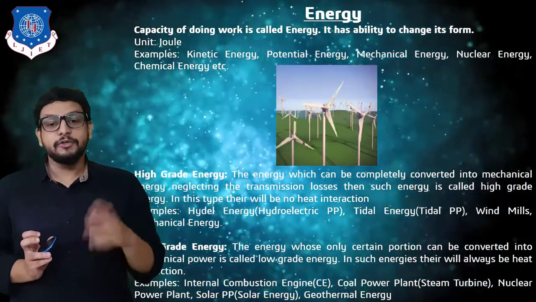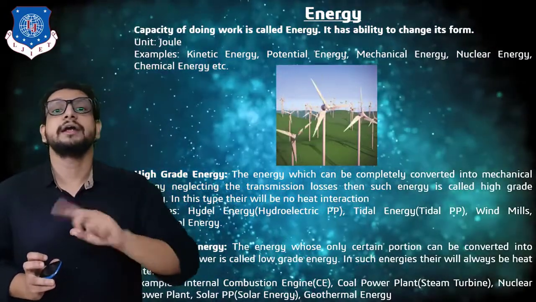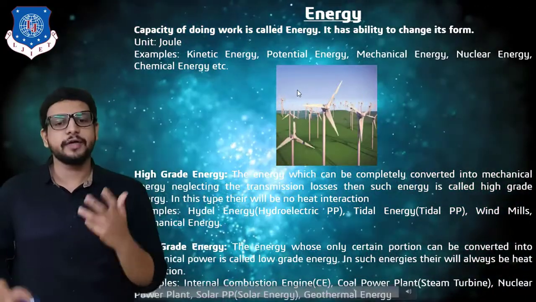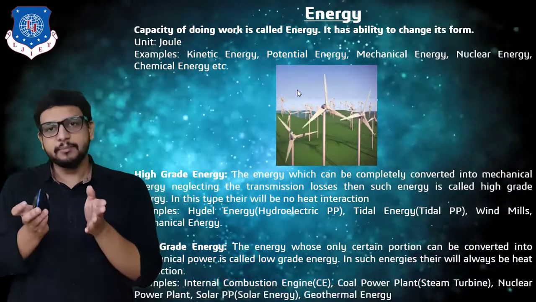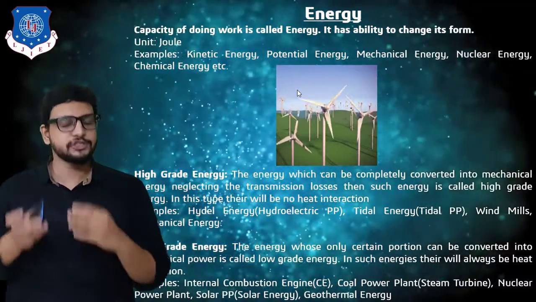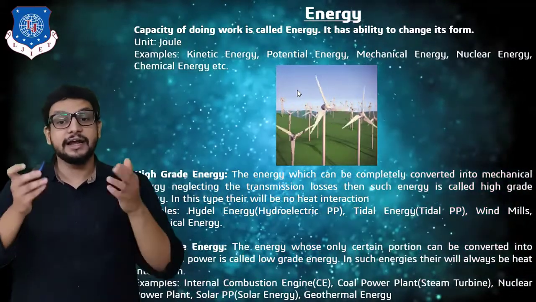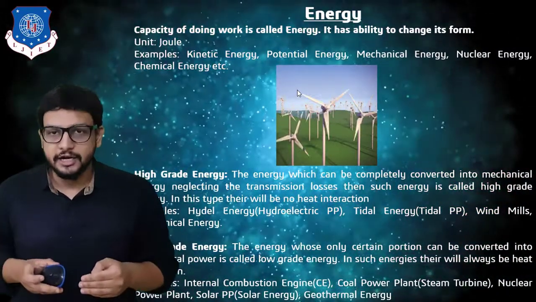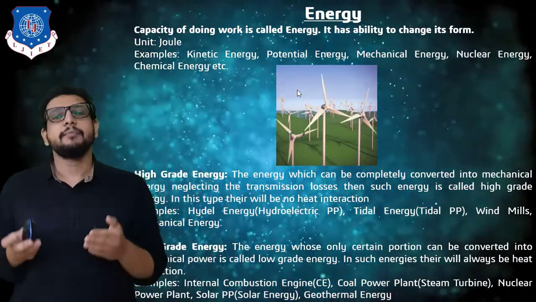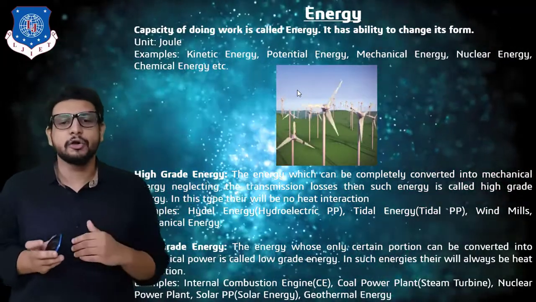So which type of energy is involved in this? We would say the one in which there is no heat interaction. You have to keep this in mind, that heat is a low grade energy. So which type of examples are present? The examples are hydel energy, that is a hydroelectric power plant, in which there is no heat interaction between a system and a surrounding. Then tidal power plant, or tidal energy, where again potential and kinetic energy of water is utilized, right? Similarly, windmills, where the kinetic energy of wind is converted into mechanical power, as you can see on your screen.